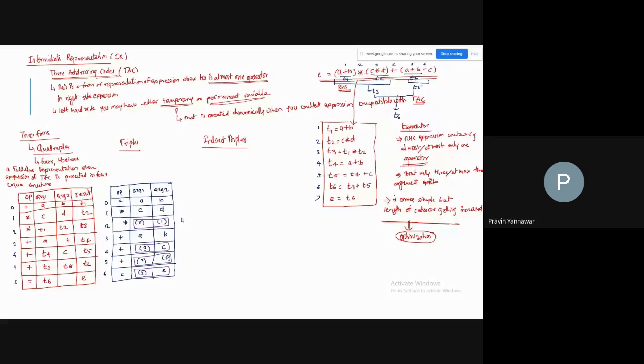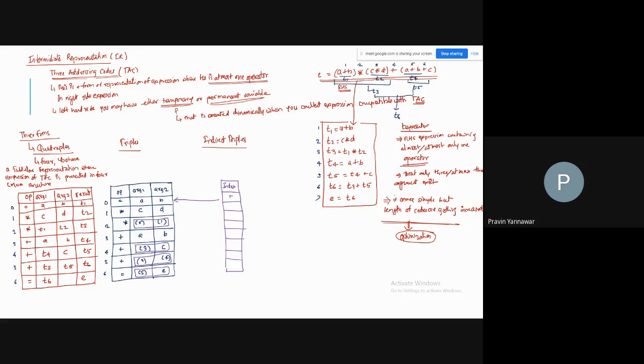For speeding up of access, what we are going to do is we are going to maintain the index. So in case of indirect triples, we are going to have an index only. So this is going to be my index, and this is my index table, right? And this index is pointing to a triple structure. In case of indirect triple, this is pointing to my triple structure.